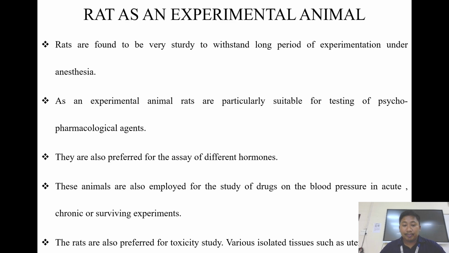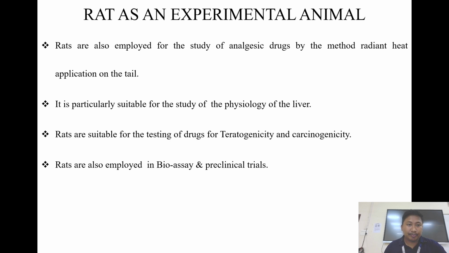These animals are also employed for the study of drugs on blood pressure in acute and chronic or surviving experiments, so it helps us screen drugs in different conditions. Again, rats are also used for toxicity studies, whether acute, chronic, repeated, or subchronic. And for the selection of organs, we can go for the uterus, stomach, and colon of the rats, which are routinely employed for the study of drugs.